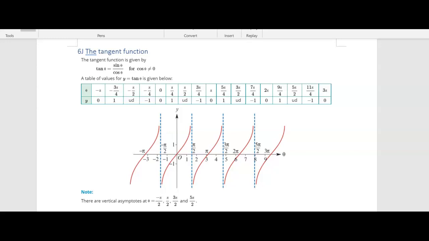So you can see on the screen there is a tan graph. Okay, so it clearly looks different to a sine graph and a cosine graph, which look the same. So whenever you see a graph like this, you should automatically know that it's going to be a tan graph.